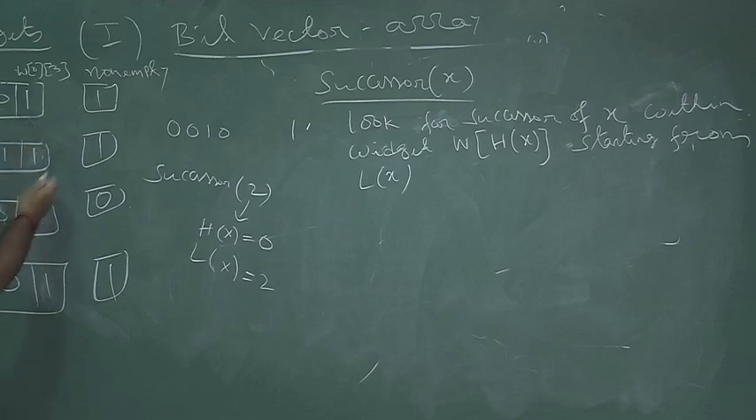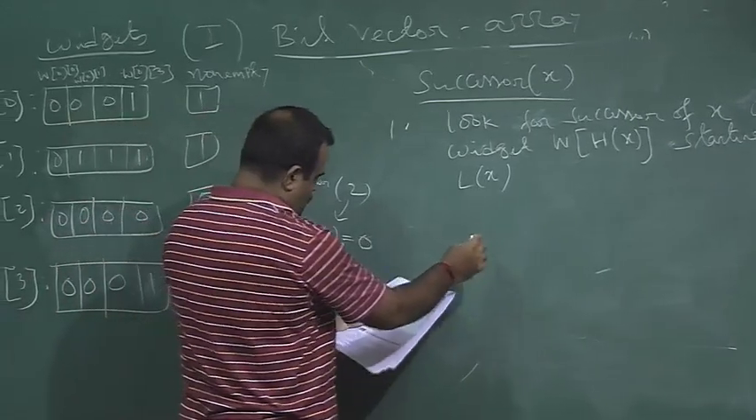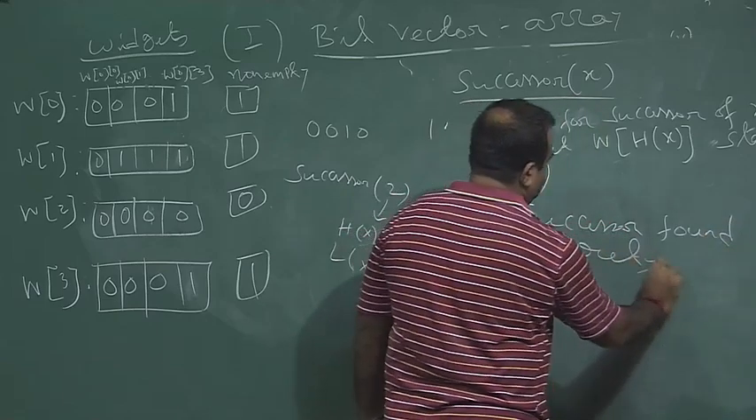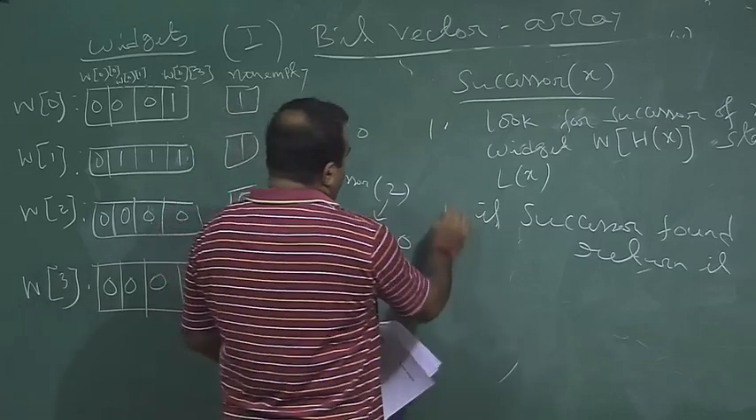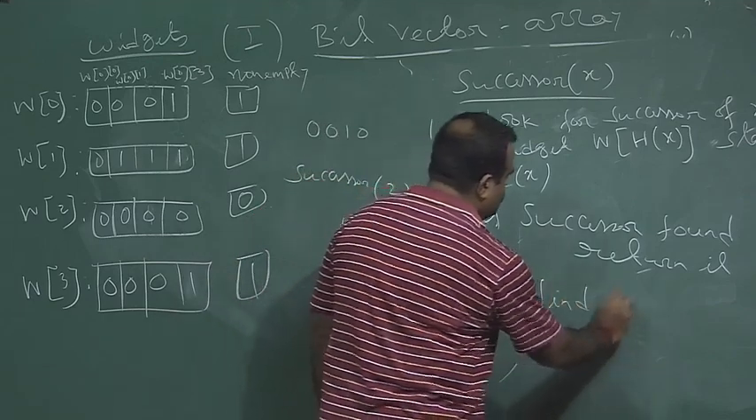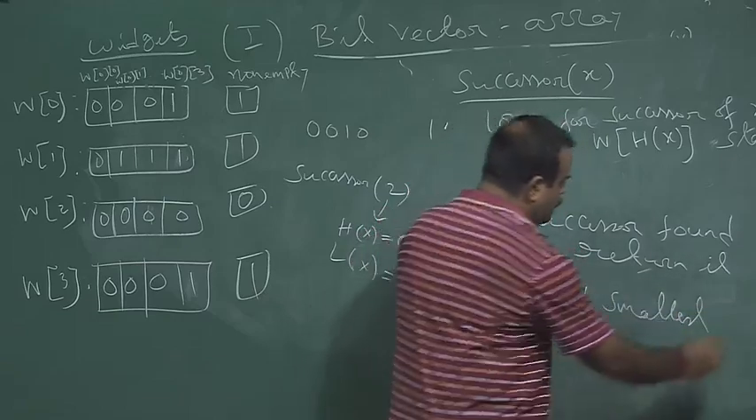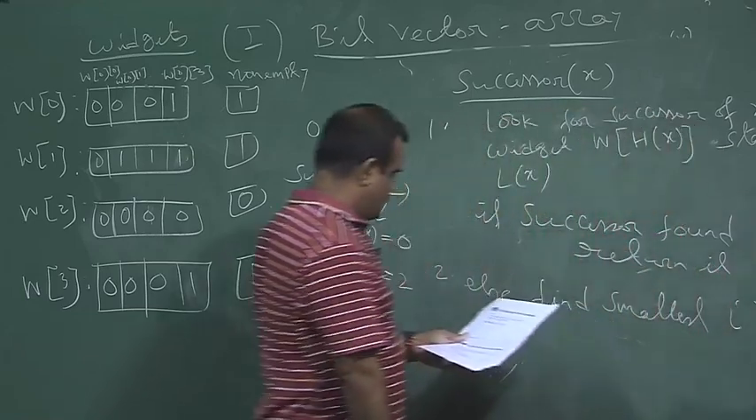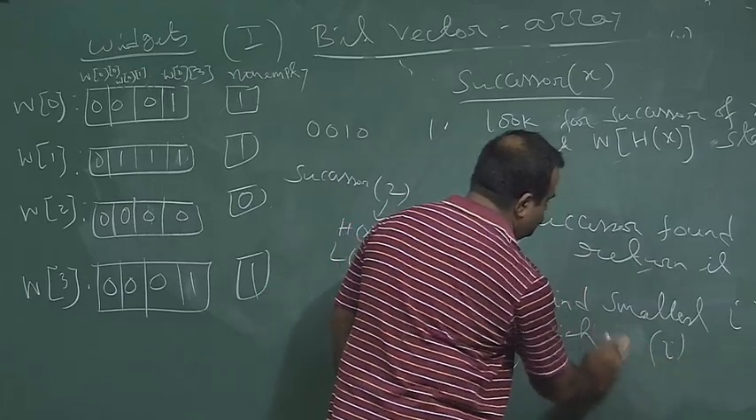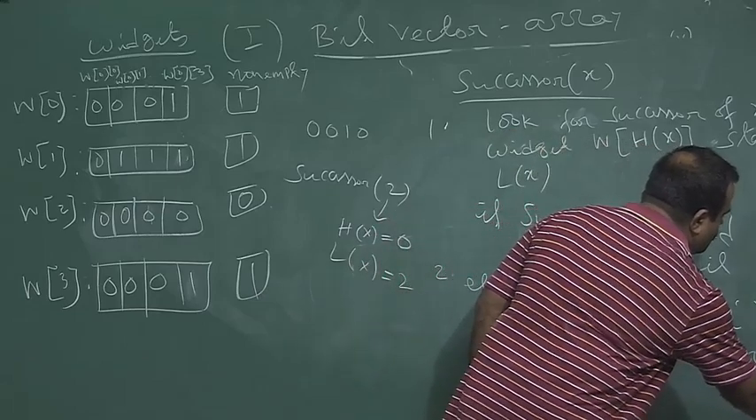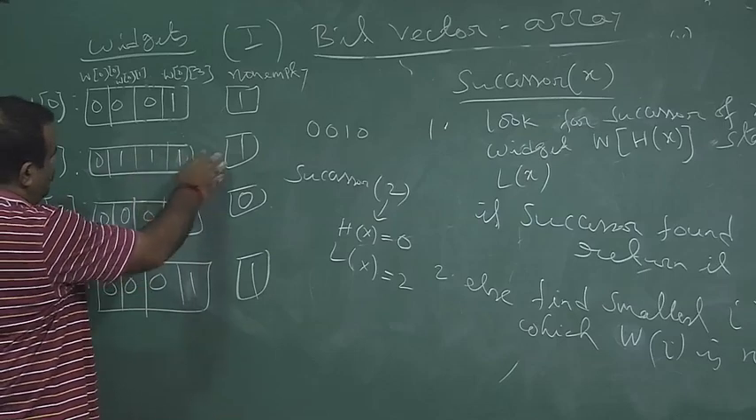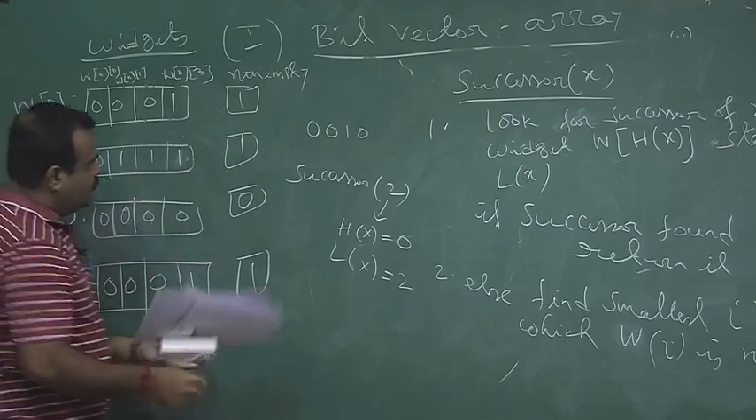Suppose if this is 0, then we have to look at the next non empty block. If a successor is found, then we return it. Otherwise, else look at the smallest i greater than high of x for which w i, this widget, is non empty. So, if we are not finding it here, we will look at the next widget which is non empty. So, this is non empty. So, we will look here. So, that is the idea.